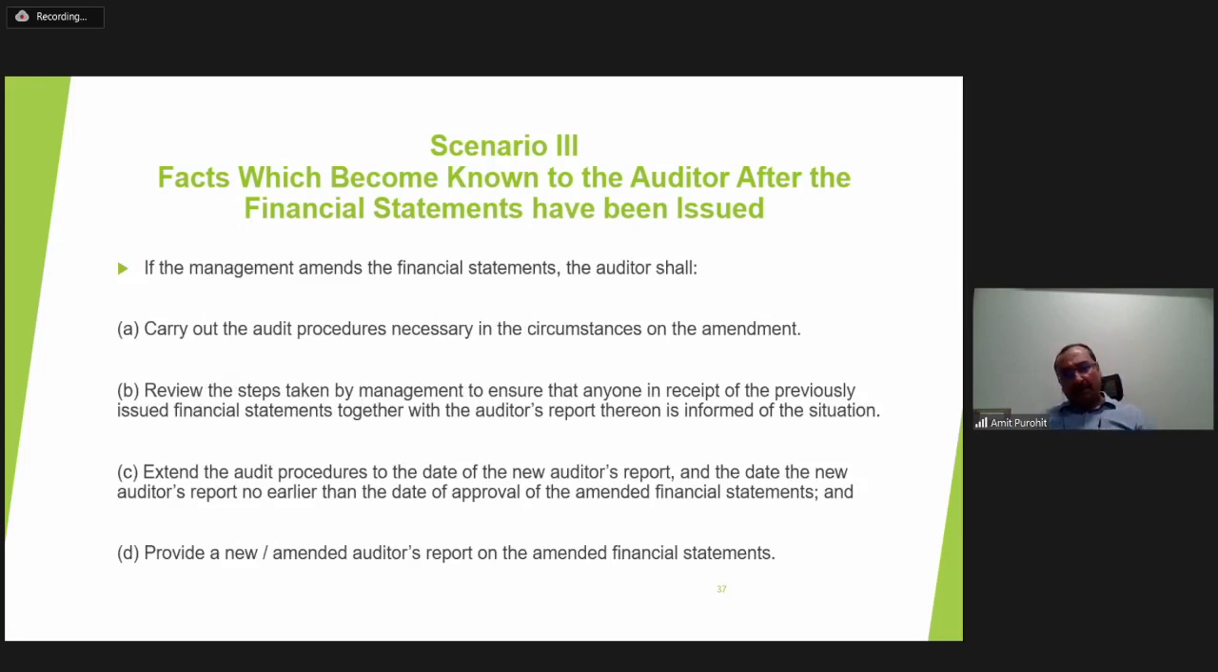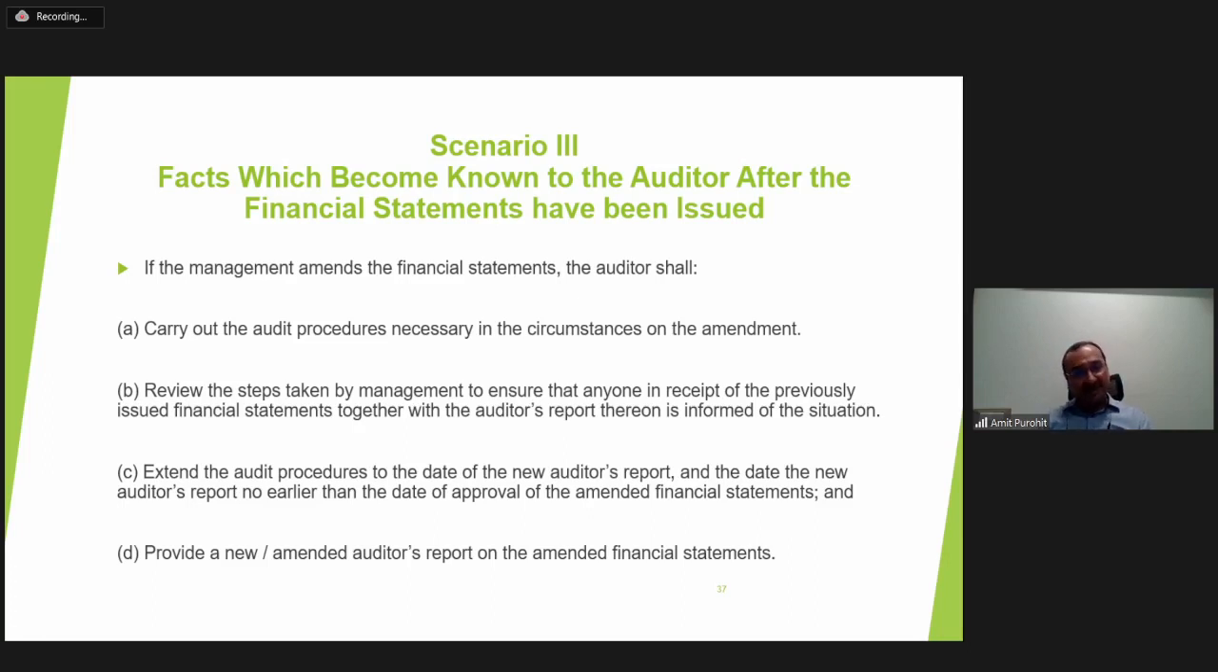If the management amends the financial statements, then the auditor will do the following steps. He will carry out the audit procedures necessary in the circumstances on the amendment. He will also review the steps taken by the management to ensure that anyone in receipt of the previously issued financial statements together with the audit report thereon is informed about the situation. Because in this third scenario, the financial statements have already been issued. They are already in the public domain. So he will like to understand what steps the management is taking to ensure that this auditor's report is not relied upon by the public at large.